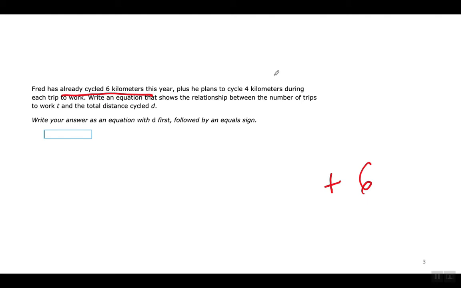Plus, he plans to cycle 4 kilometers during each trip to work. Write an equation that shows the relationship between the number of trips to work, T, and the total distance cycled, D. Write your answer as an equation with D first. So the distance equals 4 kilometers for every trip that he takes. Notice it says here to use the letter T for trips. Plus 6 kilometers that he already cycled. So that's my answer.